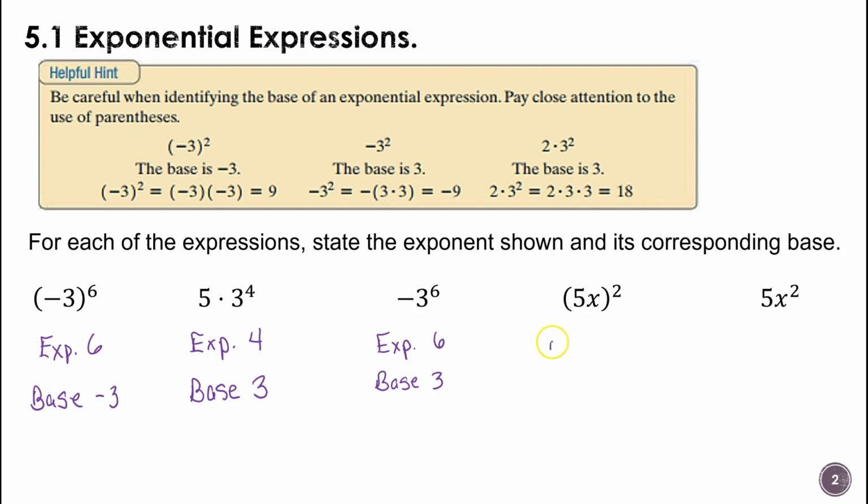And on the next one, my exponent is 2, and my base is 5x. And the last one, exponent of 2, because it's x to the second, and my base is only x because that means 5 times x to the second, and so we don't have to talk about that base there. So when it's just to the first power, we don't really have to include that.